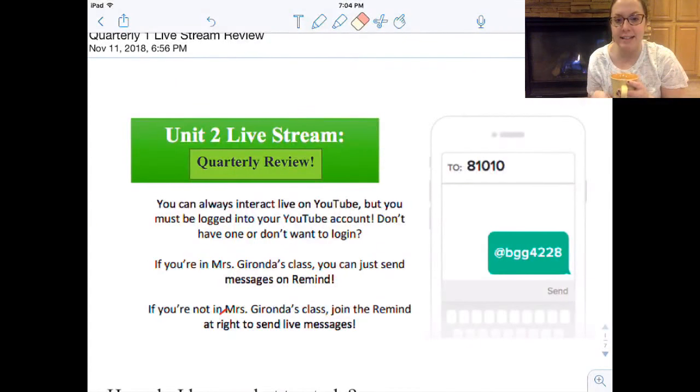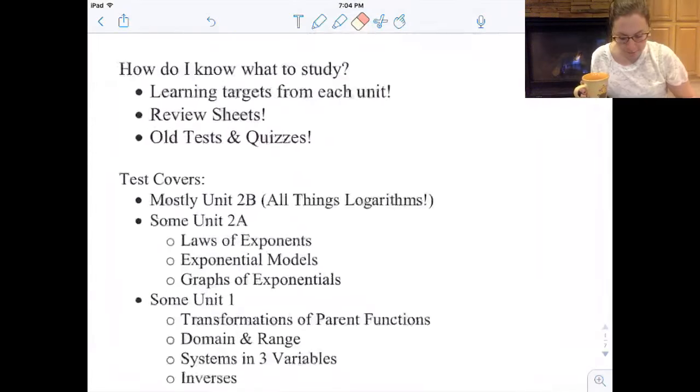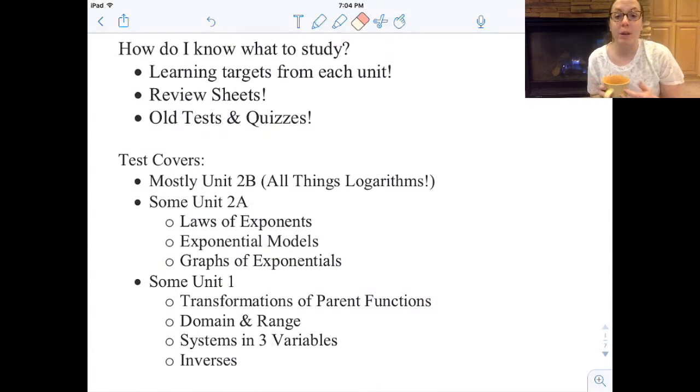So, first things first is, how do I know what to study? And for that, there's really 3 places you can look. I would start with your old learning targets. That would be the very first thing I would look at. Then review sheets from old units and old tests and quizzes. You have a review sheet for this unit. That's going to be the most specific, obviously. But any of those are good places to start for more questions.